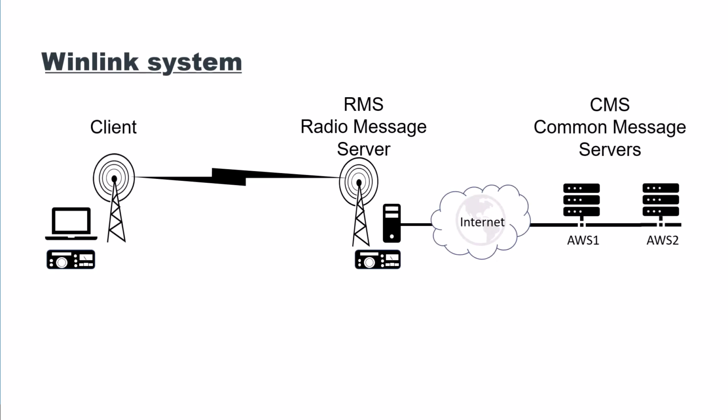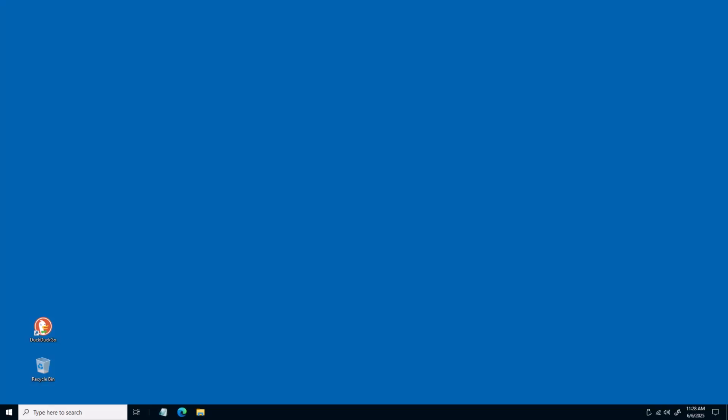The common message servers, referred to as the CMS, form an interconnected central location for holding messages on a server. It is the CMS that interfaces to the various email systems on the internet. These servers are run and funded by the WinLink organization.